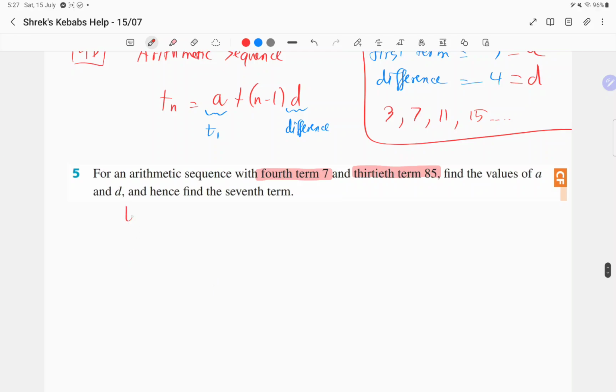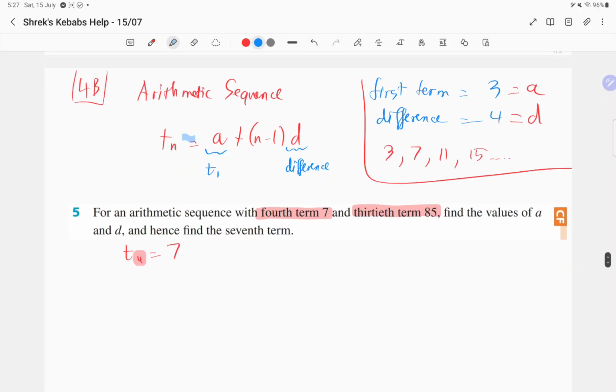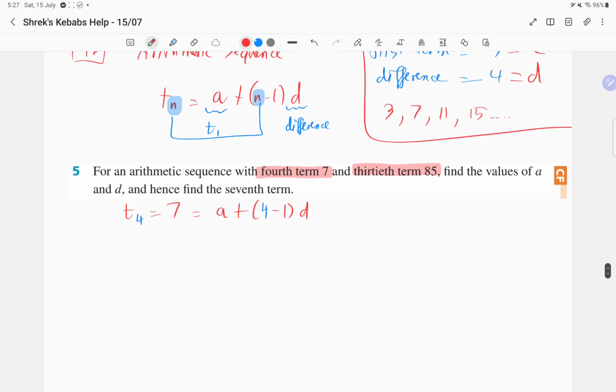Fourth term is 7, so T4 equals 7. And remember, T4 means the fourth term, so the n here will correspond to the n in the formula. So the fourth term will be the first term plus, and then for the fourth term, that'll be 4 minus 1. So remember, the n in the T is the same as the n in the formula, right? These two values are the same. And then times d.